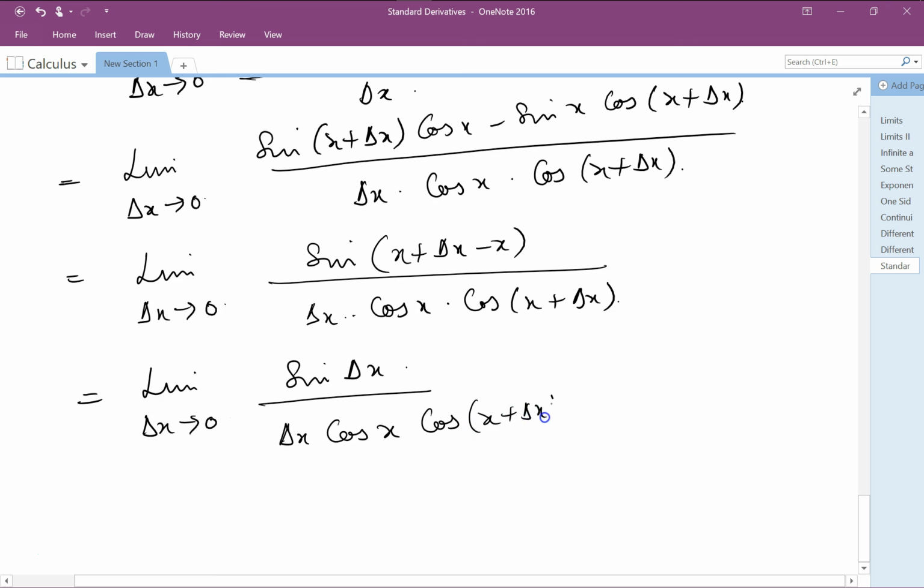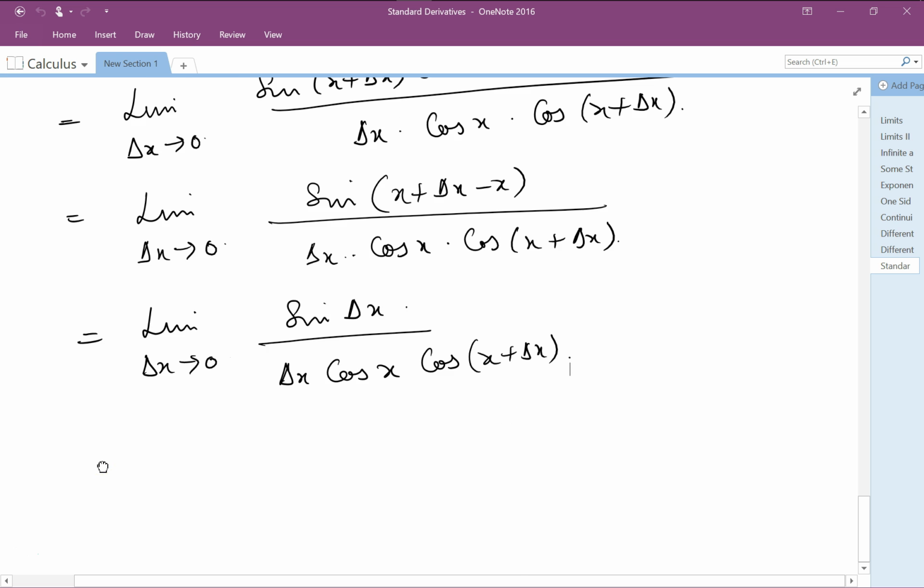Now remember, sin theta by theta, if we take the limit, it will become 1. So if we take the limit, 1 times 1 by cos x cos(x plus 0) will become 1 by cos x times cos x. So it will become 1 by cos square x, which is nothing but sec square x.